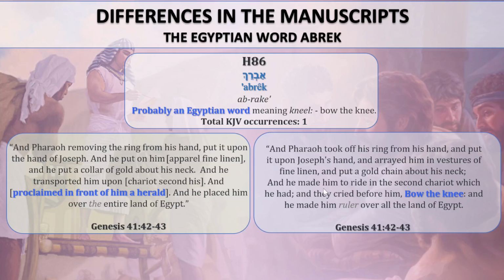Now let's read the Masoretic, and this is the King James, so it's a cleaner translation. And Pharaoh took off his ring from his hand and put it upon Joseph's hand, and arrayed him in vestures of fine linen, and put a gold chain about his neck.